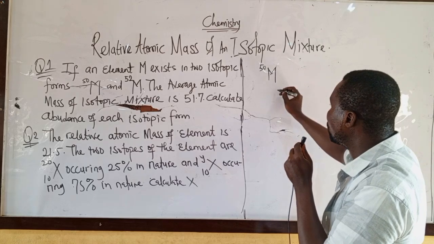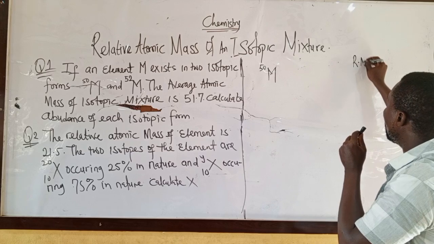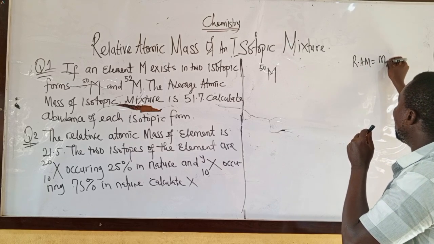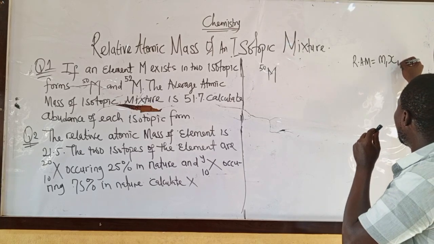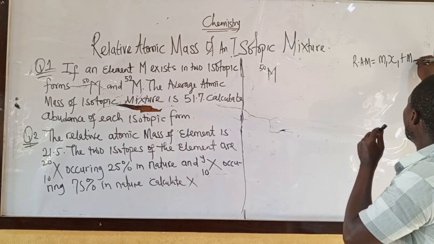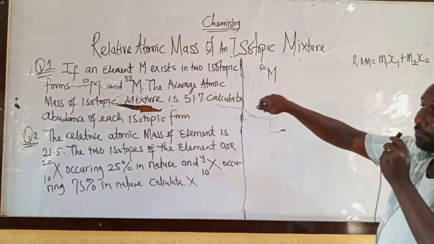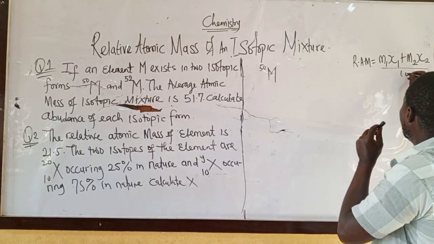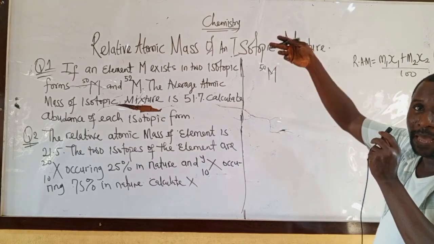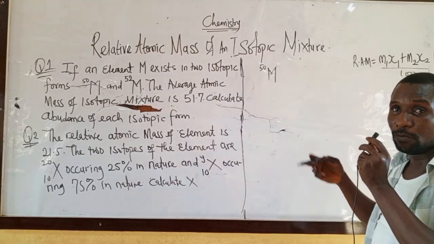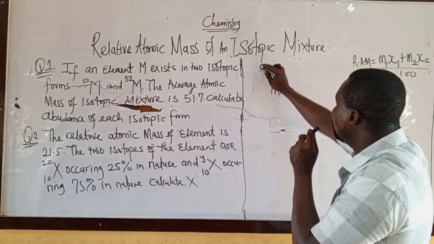For the first isotope, the mass number is 50. Don't forget the formula I gave to you. Relative atomic mass equals the mass number of the first isotope multiplied by the abundance of the first isotope, plus the mass number of the second isotope multiplied by the abundance of the second isotope. We have just two isotopes, over 100. If we have three isotopes, plus the mass number of the third multiplied by the abundance of the third isotope. Take note, we have two isotopes. This is the formula. For the first isotope, M1 is what? 50.